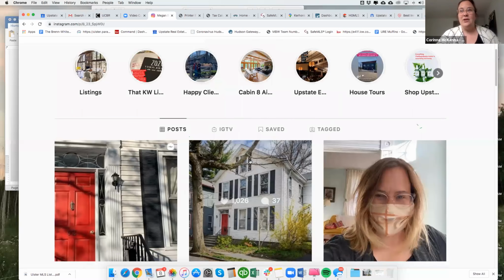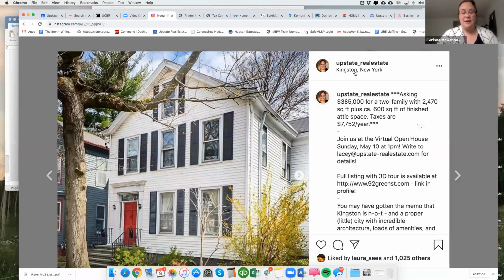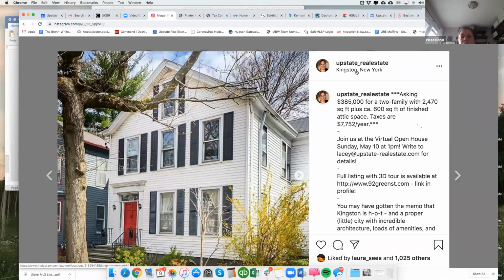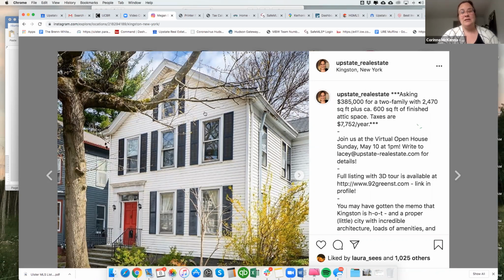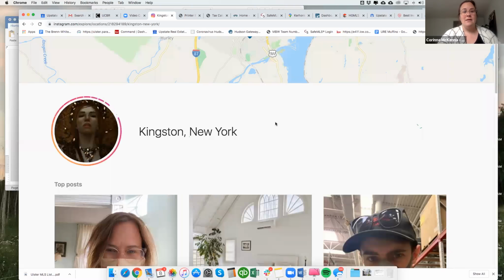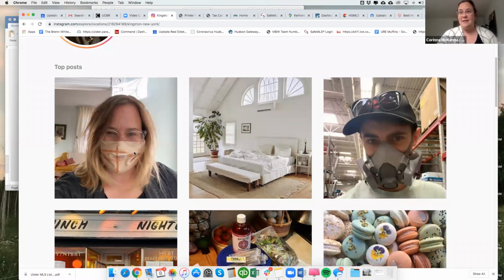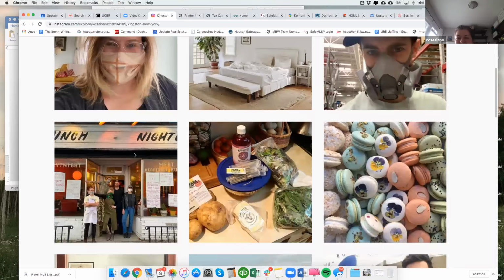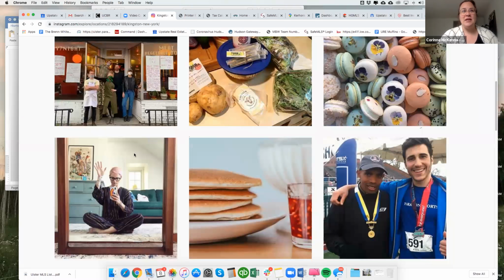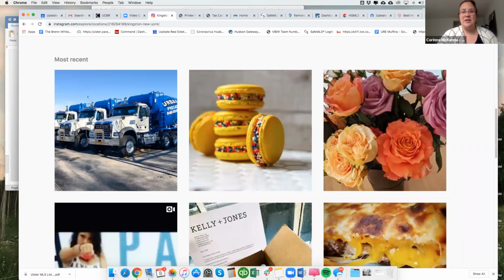That's also relevant. We go to the post, see where it says Kingston, New York here? I put that location there. That's because sometimes people search by location. So if they click on Kingston, these are all the posts, so this is another way that people find you. This is the top post. Look, it's me and my face mask here. These are the top posts for Kingston, and these are the most recent posts for Kingston.